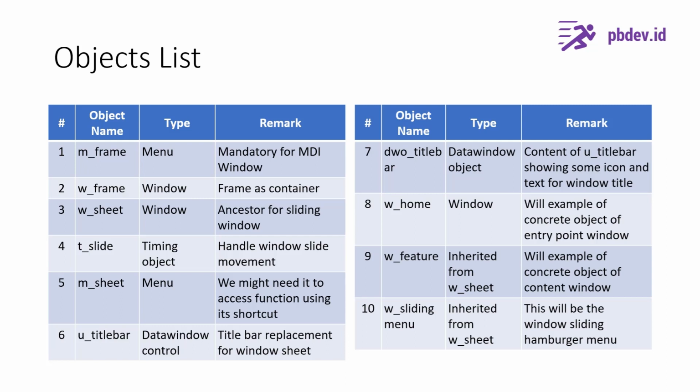It's a data window control for the title bar replacement. We also have dwo_titlebar, the data window object that will be contained in the u_titlebar. We will also have w_home, w_feature, and w_slidingmenu. Okay, that's about the object list.